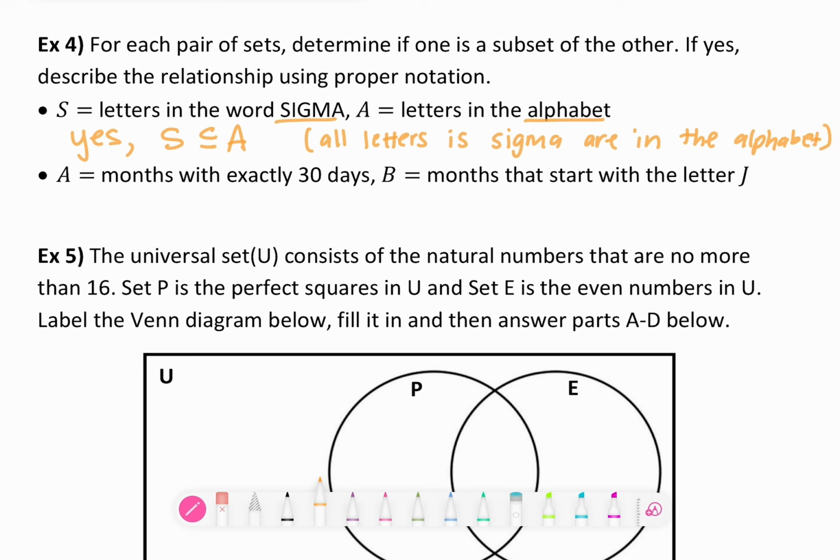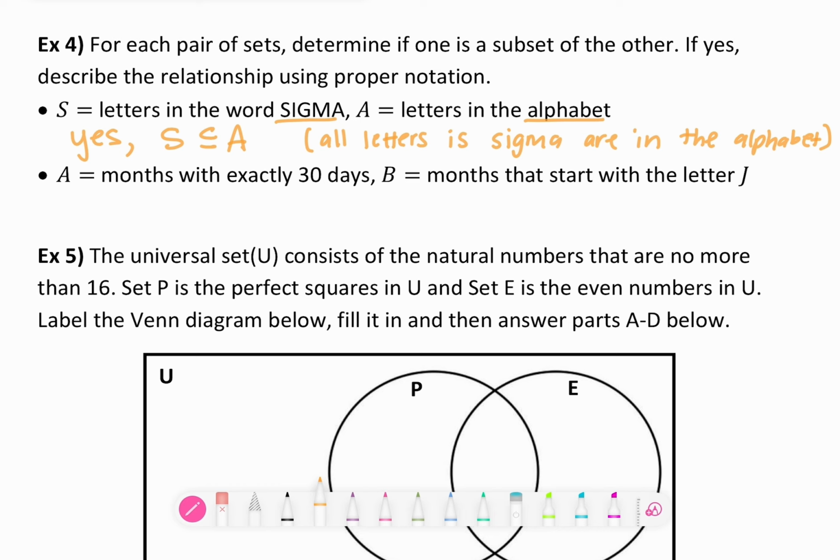It says A equals the months with exactly 30 days, and B equals the months that start with the letter J. So the months with exactly 30 days, there's quite a few of them. Hopefully you know which ones have 30 days. I have a trick I can show you in class for sure that I learned when I was a kid. But there's quite a few months with 30 days.